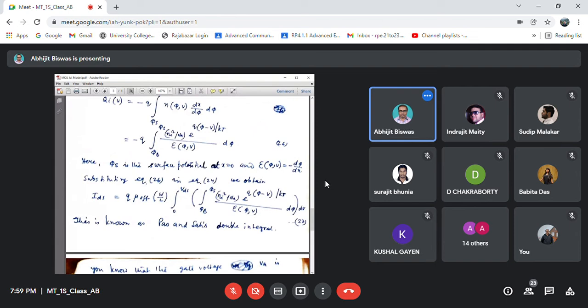Shreyashi, can you tell us something regarding limitations of this method? Sudeep, or Bobita?